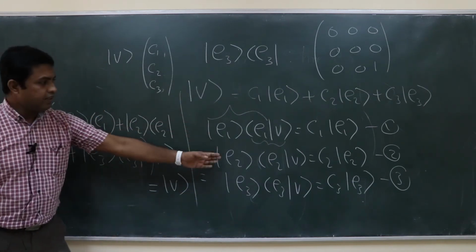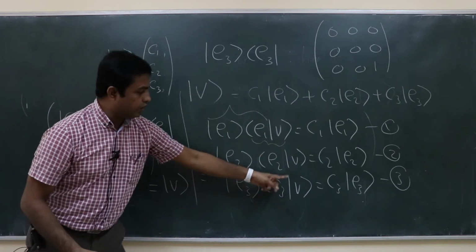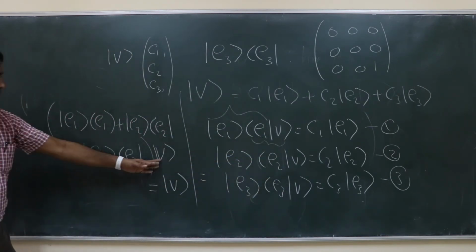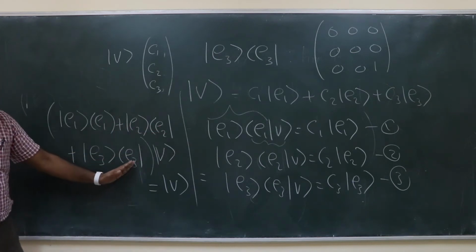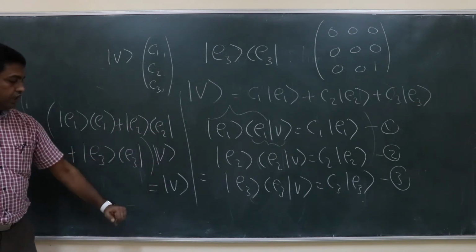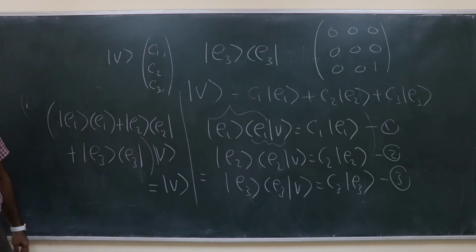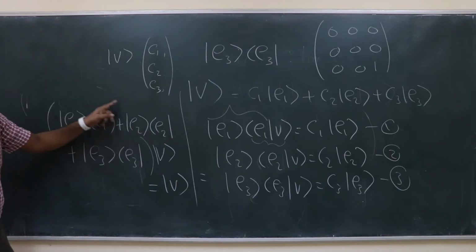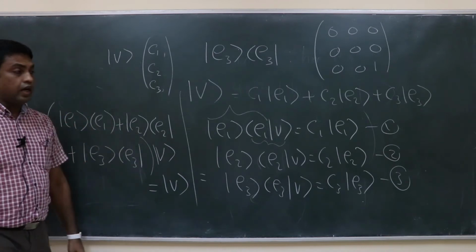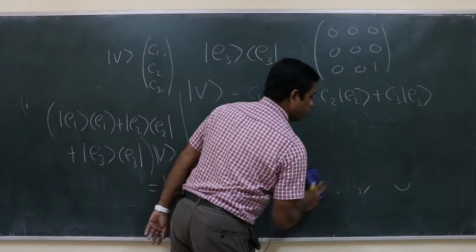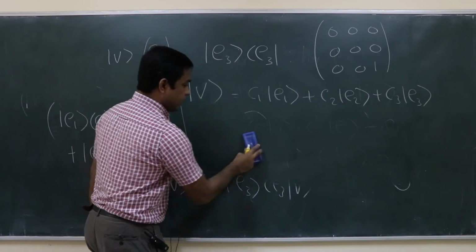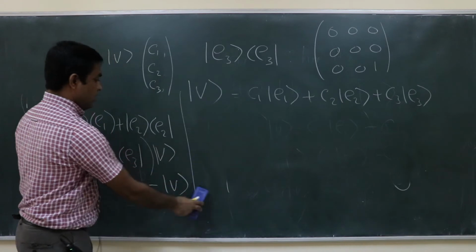Right? When I add, I can take ket V as a common factor outside. So ket E1 bra E1 plus ket E2 bra E2 plus ket E3 bra E3 acting on ket V will give you ket V itself. So what does that mean? The quantity inside this bracket is an identity operator. We will discuss the operators later on, but right now you understand that that is an identity operator.